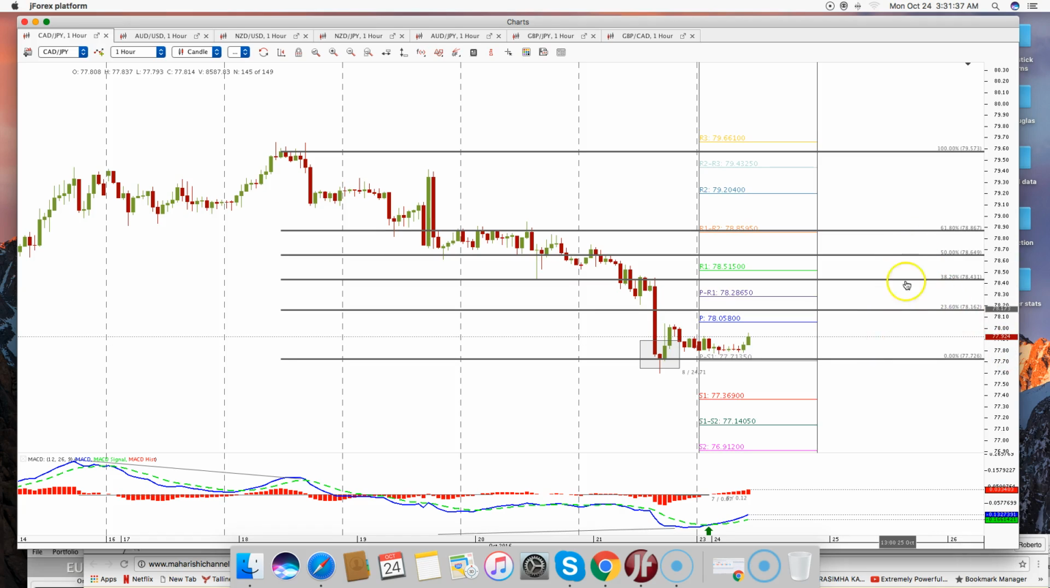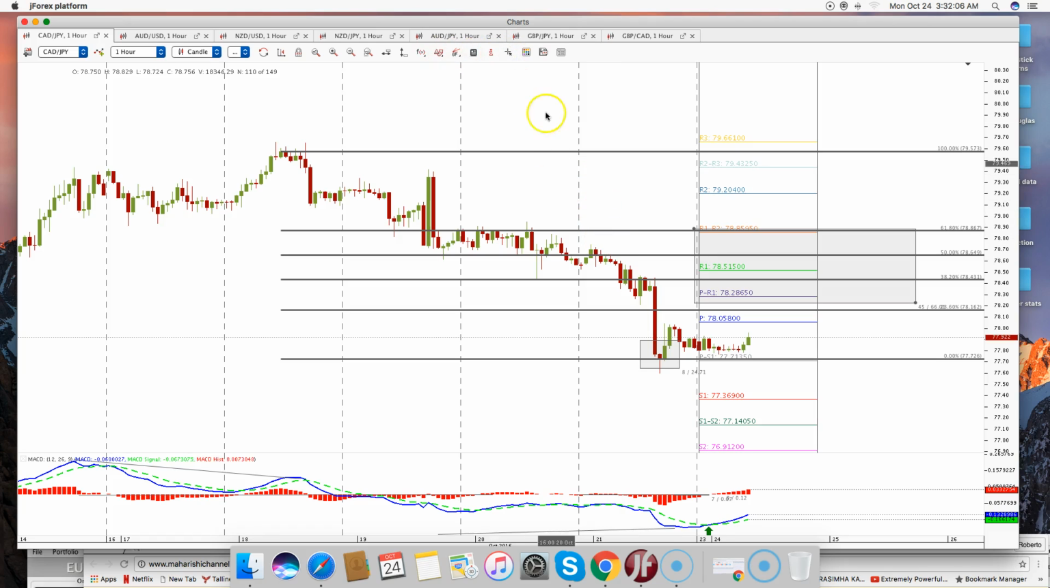Now, I don't anticipate this to complete its 61% retracement level. It may, but I'm looking for a short gain simply because we're in a strong downtrend on the CAD yen, and for any retracement on Monday, any profit is fine. You can take a profit at 23 or 38%. I'm shooting for the 38% retracement level.